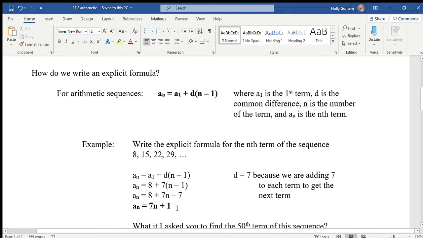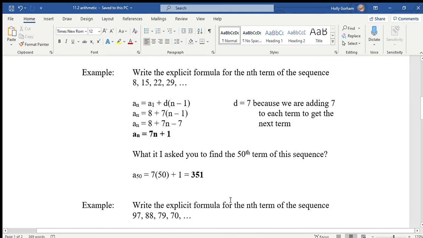You want this simplified. So this would be our explicit formula, meaning if I continue on and say find the 50th term of the sequence, all you have to do is plug 50 in for the n, and when you do that, you get 351. So if you kept going by adding 7 and got to the 50th number, you'd be at 351.